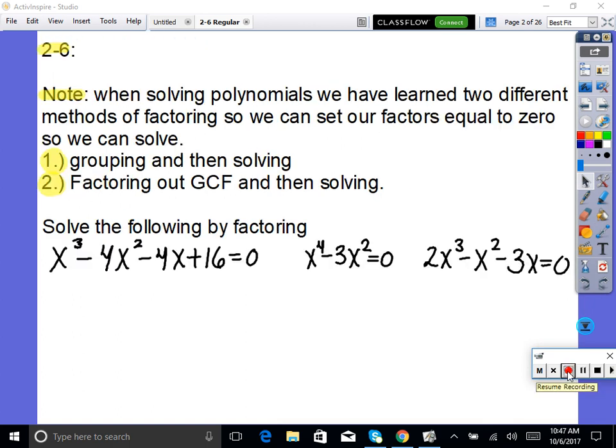Okay, so everybody, we've learned so far when solving a polynomial, we've learned how to factor by two different methods, right? So we've learned how to factor by grouping. So if there's four terms, we factor by grouping and then solve. And then second, we've learned how to factor out greatest common factor, continue factoring if possible, and then solve.